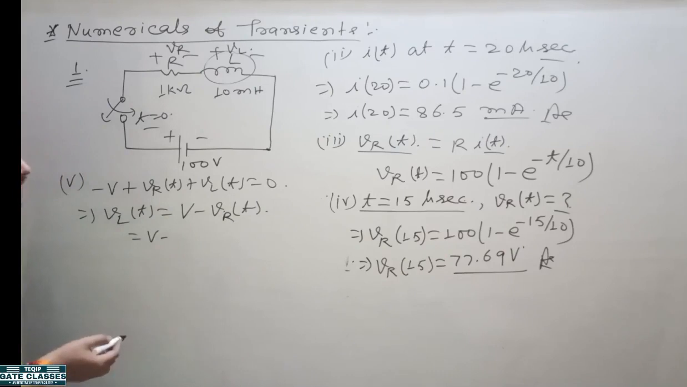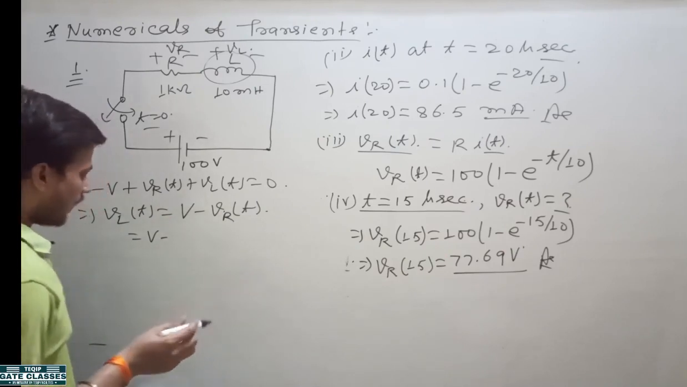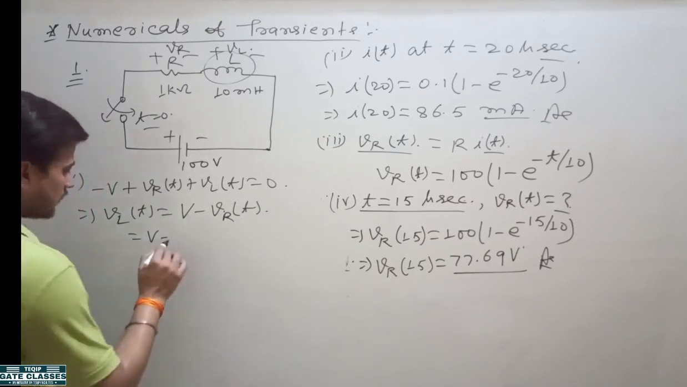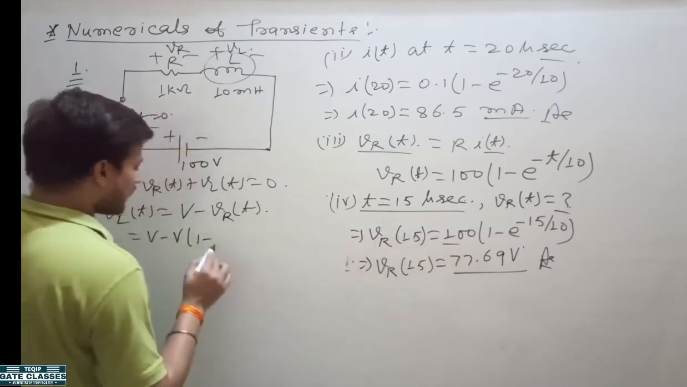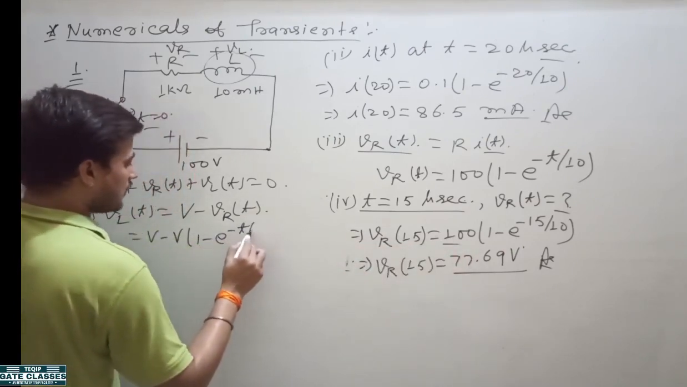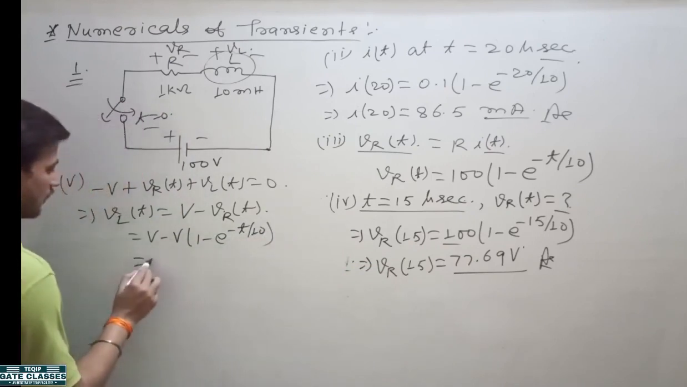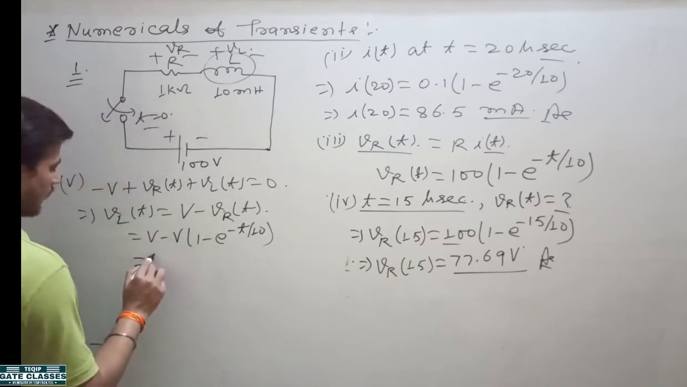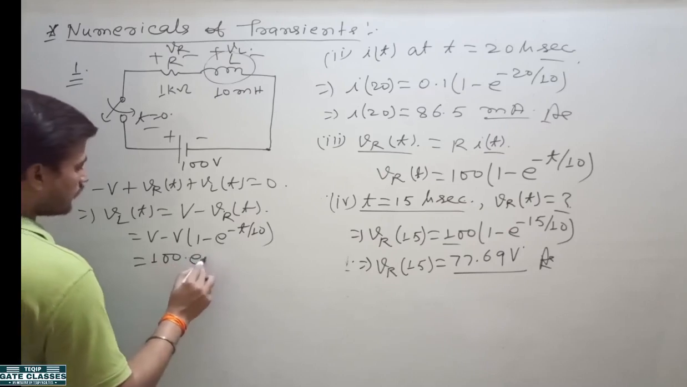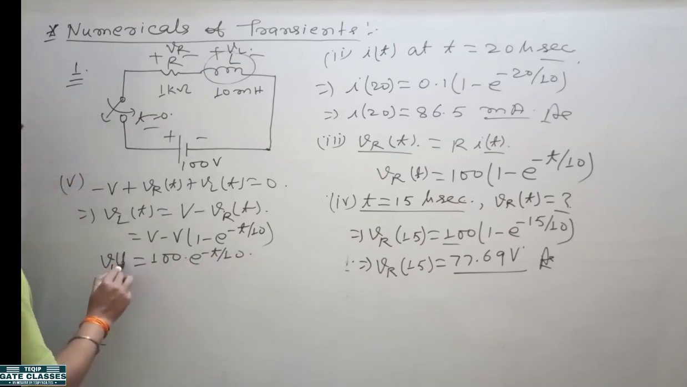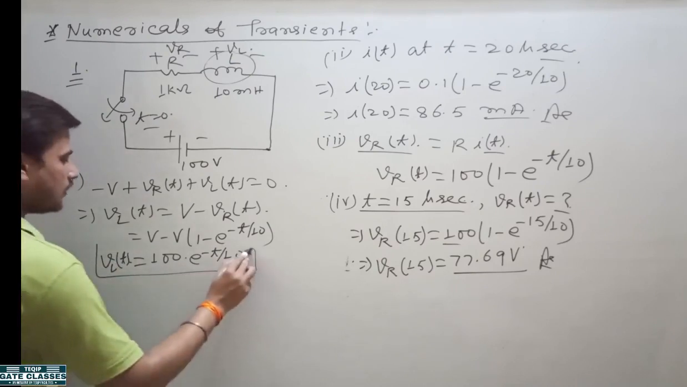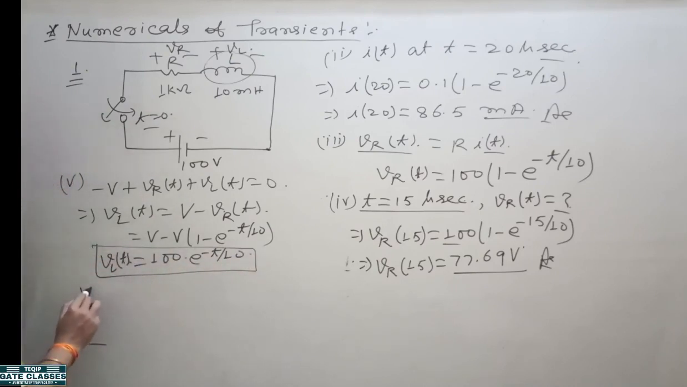And VRT, the expression is 100, that means V into 1 minus e to the power minus t by 10. So from here you will get it will be equal to 100 into e to the power minus t by 10. So this is the expression for VLT. 100 into e to the power minus t by 10.